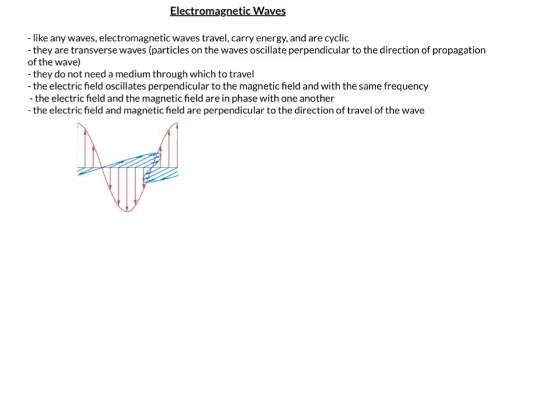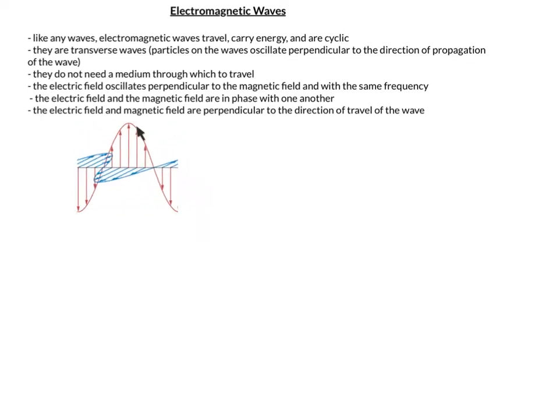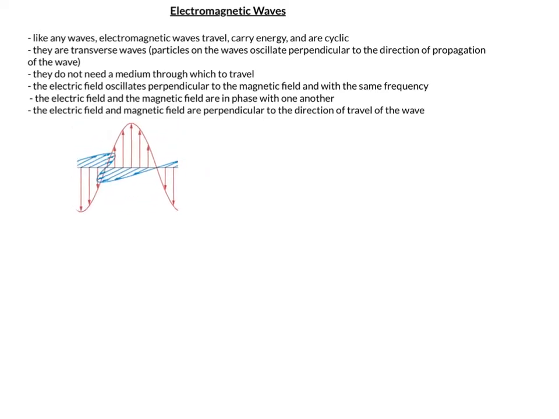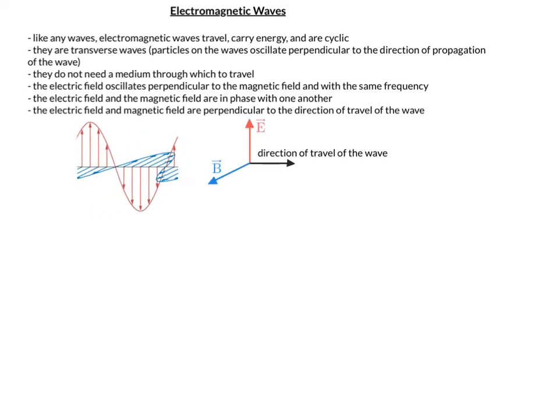So here we have a little segment of an electromagnetic wave. The red wave, let's say, is the electric field. The blue wave is the magnetic field. And you see how the electric field is perpendicular to the magnetic field. They are traveling at the same frequency. They are in phase with one another. We can see that in this little video here.